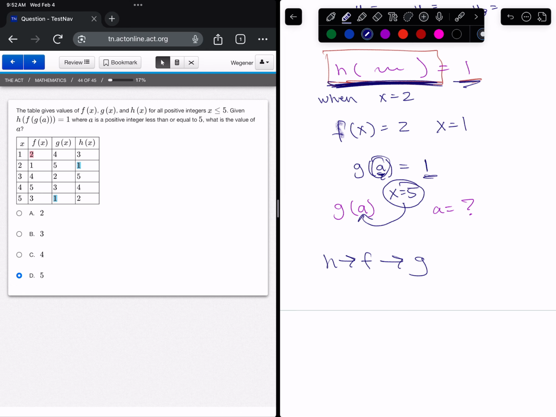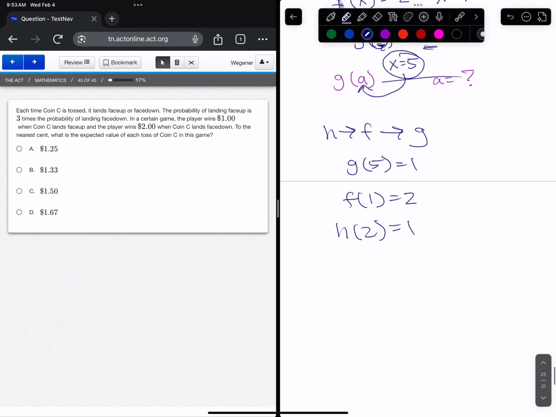If we plug in x equals 5 for g, we get 1. So g of 5 gets us 1, then f of 1 gives us 2, and then h of 2 gives us 1. So ultimately, you're working backwards and then forwards. The answer here is x equals 5.